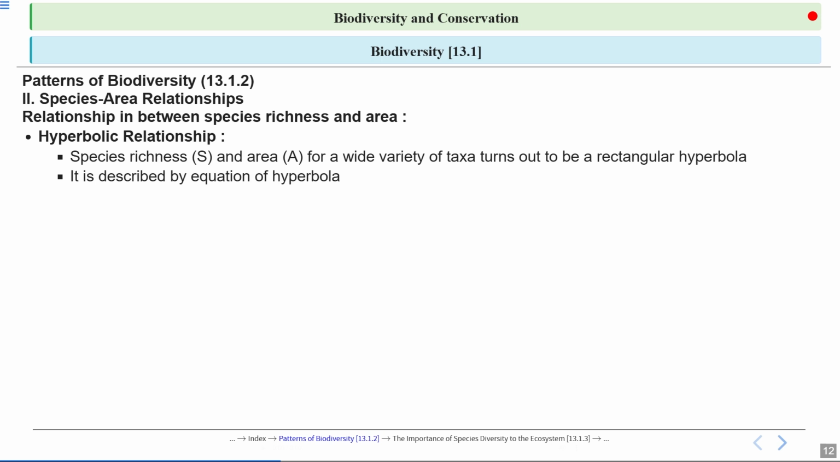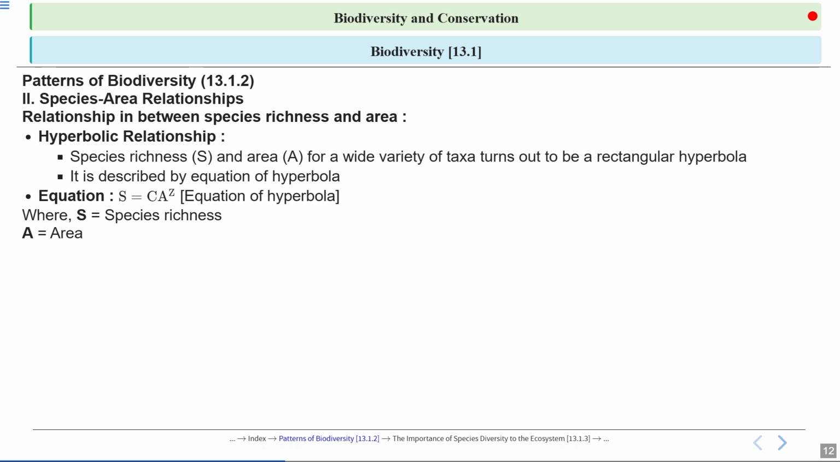Now, this is the equation of a hyperbola. This pattern can actually be described using a mathematical equation for a hyperbola. So, here's the equation: S is equal to C A^Z. Here S stands for species richness, or the number of species. This equation helps us estimate how species number changes as the area changes. Here A stands for area. So, as the area increases, the number of species increases.